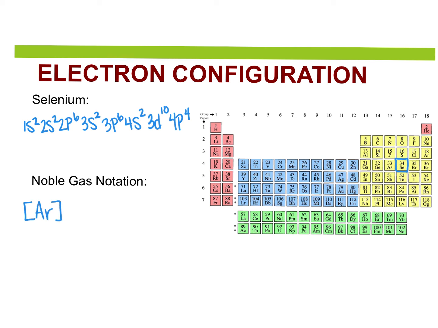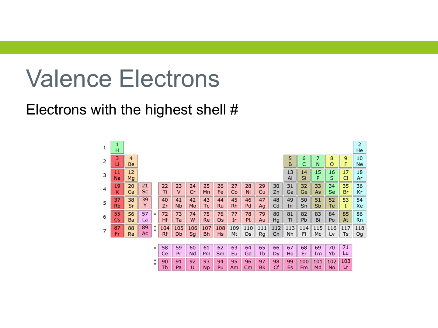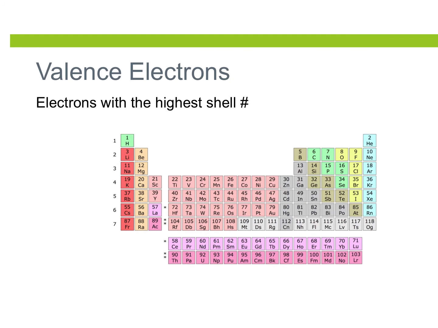And by putting argon in brackets, that's replacing argon's configuration. So now we don't have to write the 1s2, 2s2, 2p6, 3s2, 3p6. So we just start right after argon. Okay, so what comes after argon? Okay, 4s2, 3d10, 4p4. Good. When you hear the word valence electrons, what do you think of?